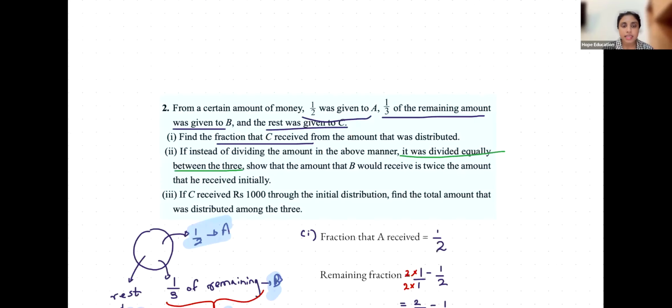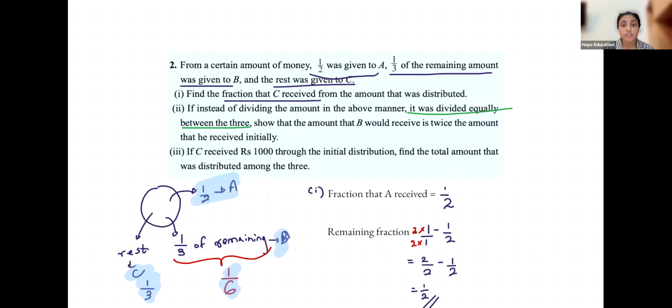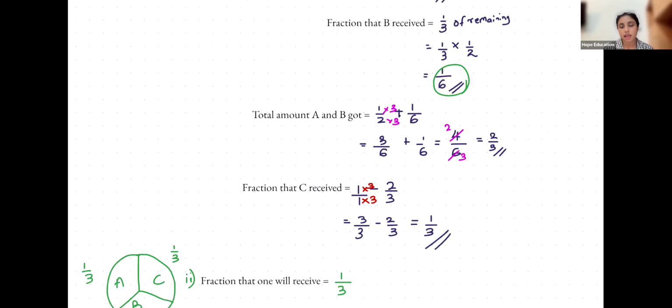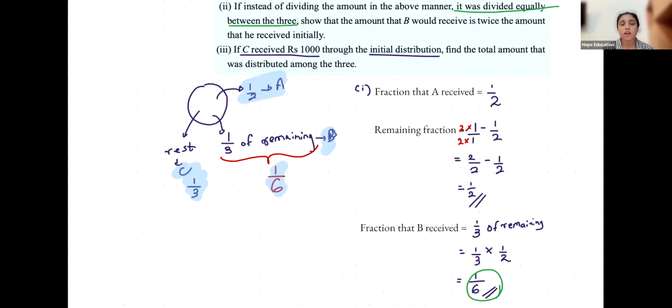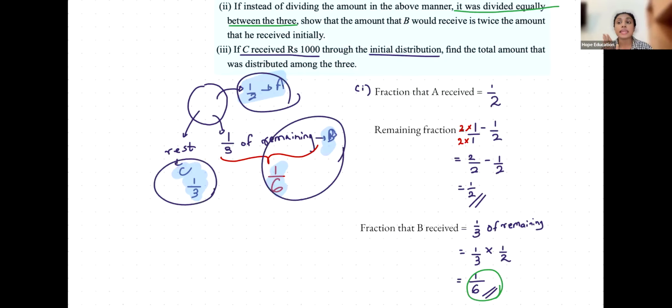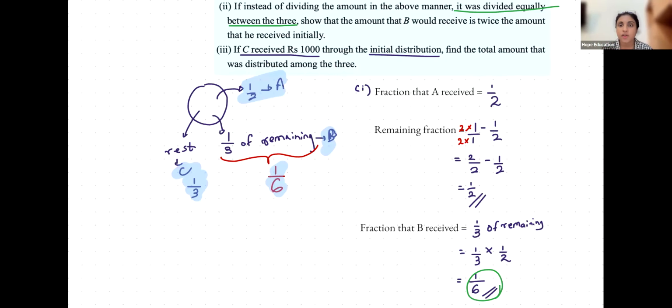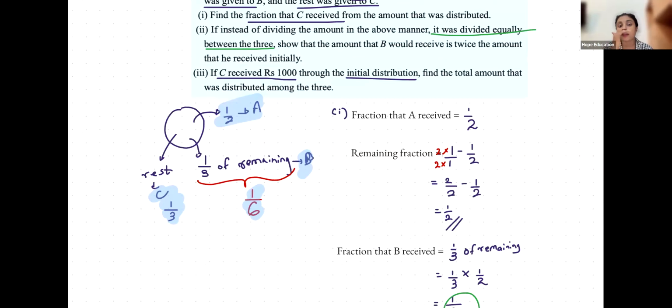If C received 1000 through the initial distribution, then I must make a cancel. We are talking about the initial distribution. Initial distribution is this one, where A got half, B got 1 over 6, and C got 1 over 3. So based on the initial distribution, C received 1000. Find the total amount that was distributed among the three.